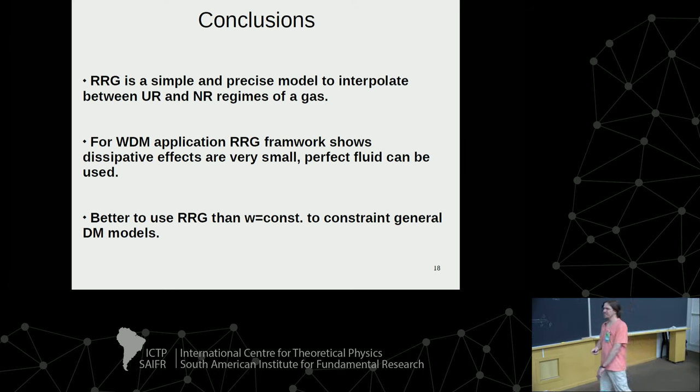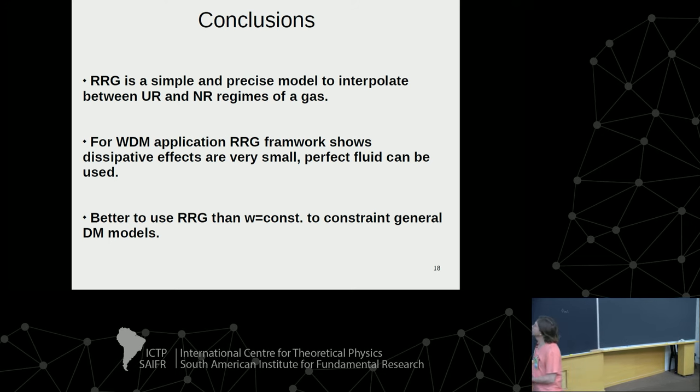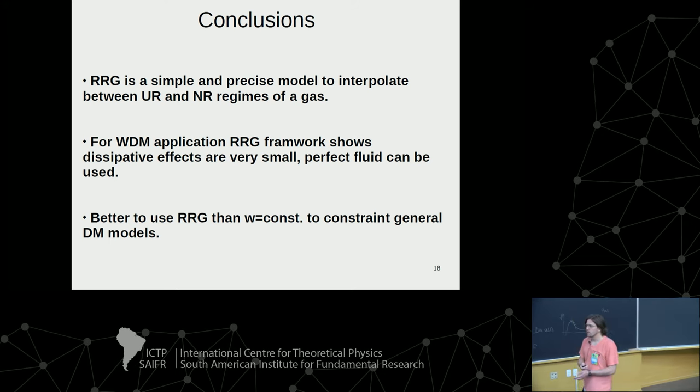All right, so these are the main conclusions, just rephrasing. RRG is very simple but precise to interpolate between ultra-relativistic and non-relativistic regimes of a gas. Okay, so the most precise thing would be relativistic Maxwell-Boltzmann, but it's more complicated. This is much simpler, at the cost of 2% error.